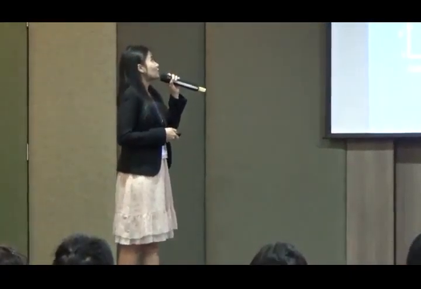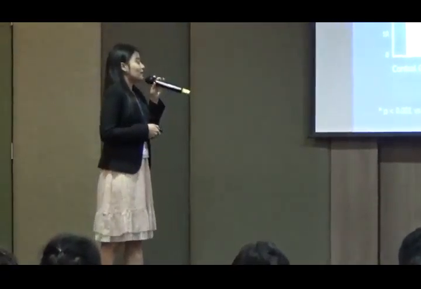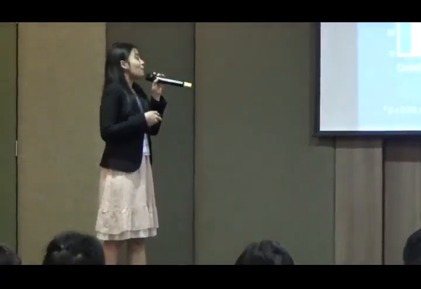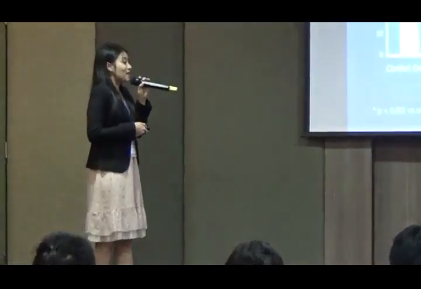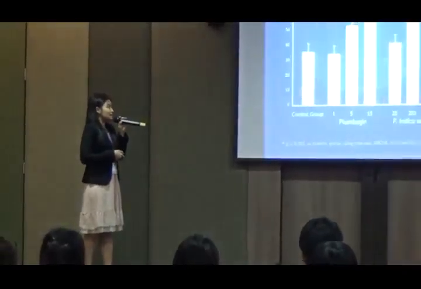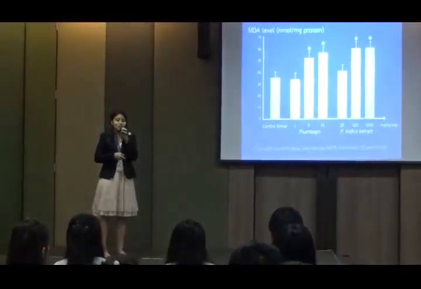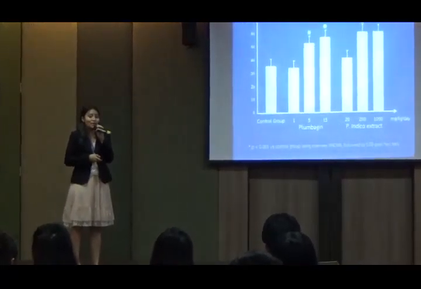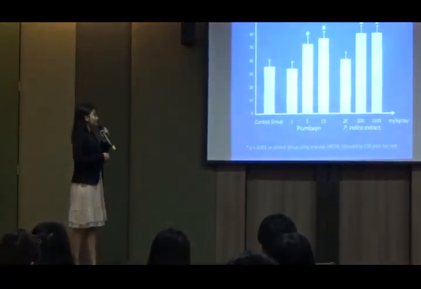This figure shows the MDA level, or the MDA formation, that is representative of lipid peroxidation. When compared to the control group, both plumbagin and P. indica increased MDA levels in a dose-dependent manner, suggesting that oxidative stress and lipid peroxidation can be induced by these compounds.